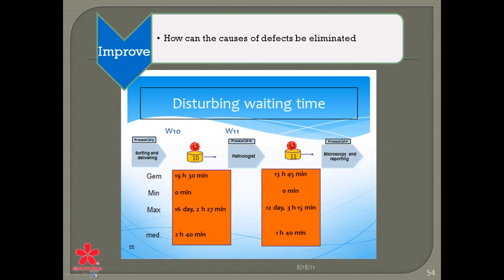And then we have to find out how the causes of the defects could be eliminated. For example, when we sorted and delivered to the pathologist, and when the pathologist was accepting it, we had somebody that took 16 days, 2 hours and 27 minutes. And that's what you don't want. You want it to be like 2 hours and 40 minutes, or even less. And that's what we really liked, when it was less.